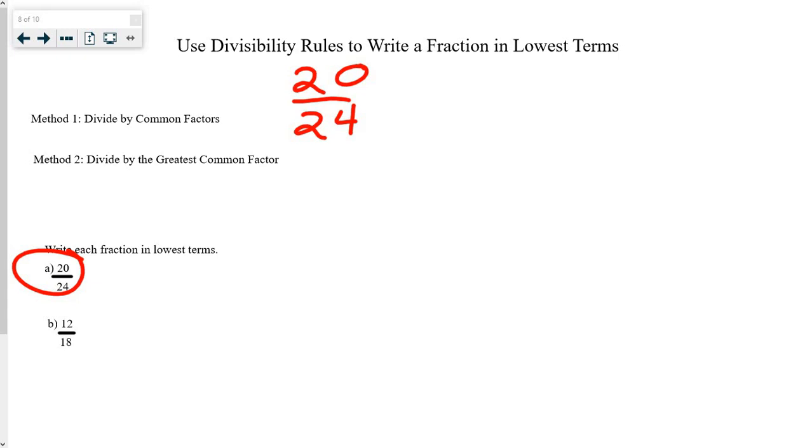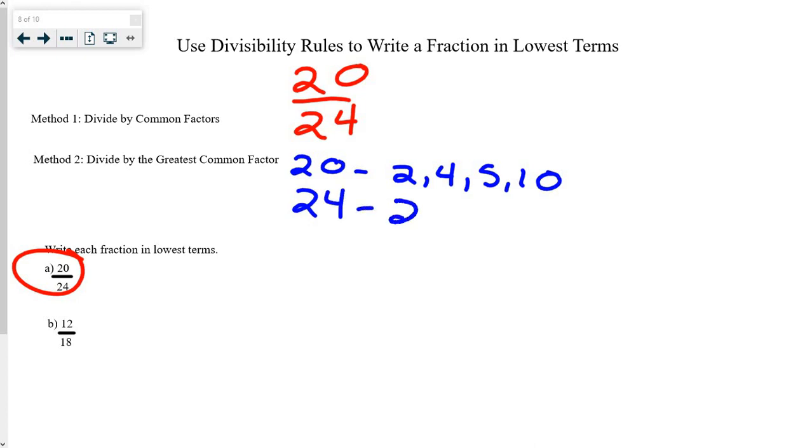Number A. Letter A. 20 and 24. If we take 20, the factors are 2, 4, 5, and 10. We take 24 and break it down, and we have 2, 3, 4, 6, 8, and so on. So we know that those are the factors right there.